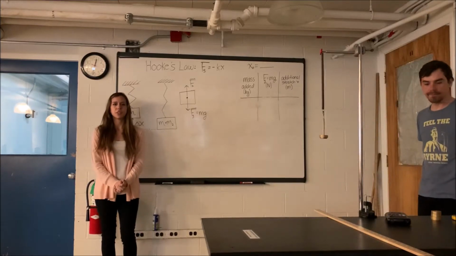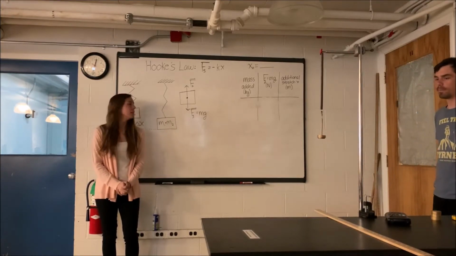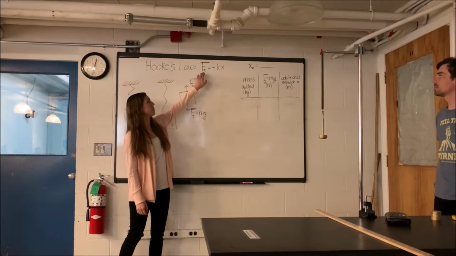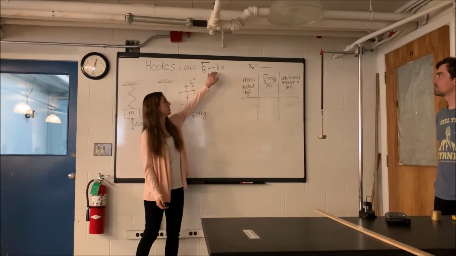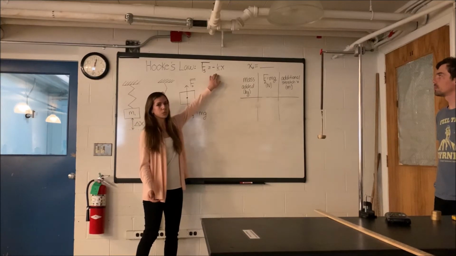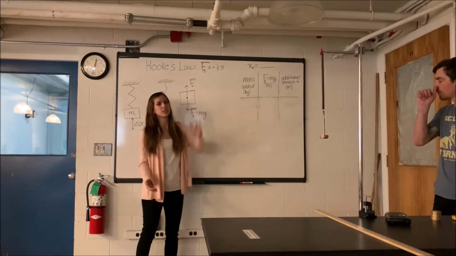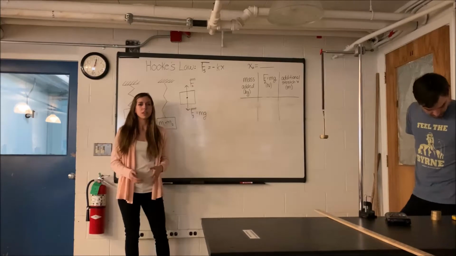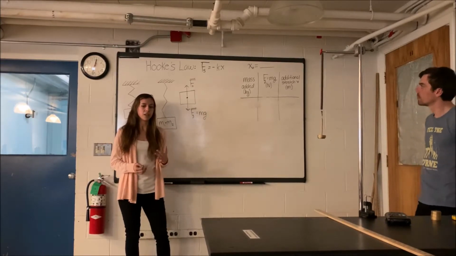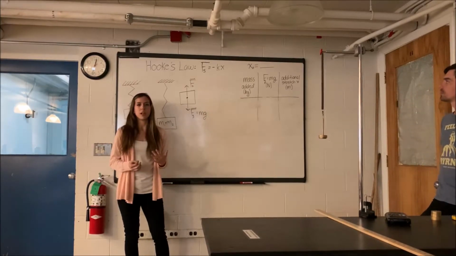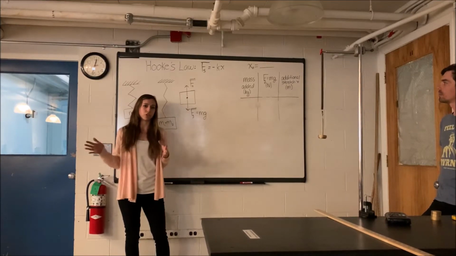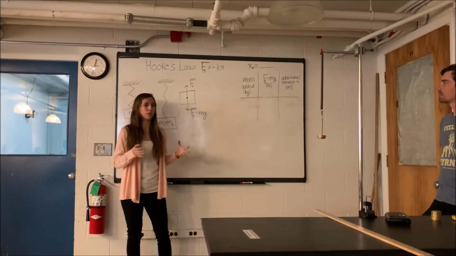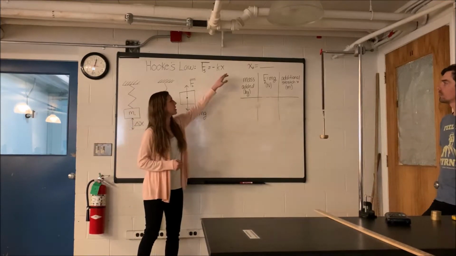Hi everyone, so today we're going to be doing Hooke's law. And Hooke's law tells us that the force exerted by a spring when you stretch or compress it is equal to negative k, which is the spring constant, times the distance by which it's stretched or compressed. So the spring constant k is what we're going to be looking for in this lab, and it tells us how much force is required to stretch or compress a spring by a certain distance x.